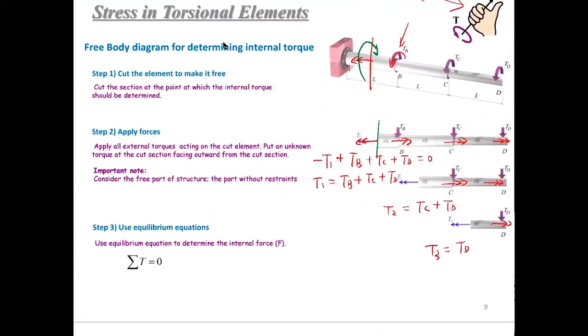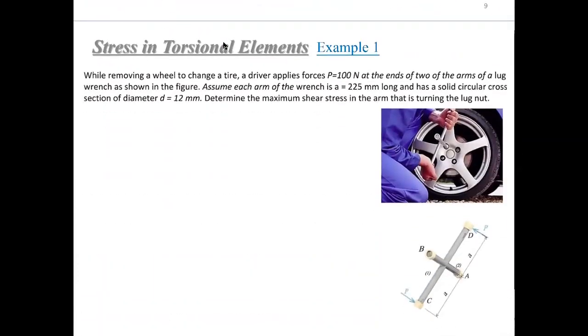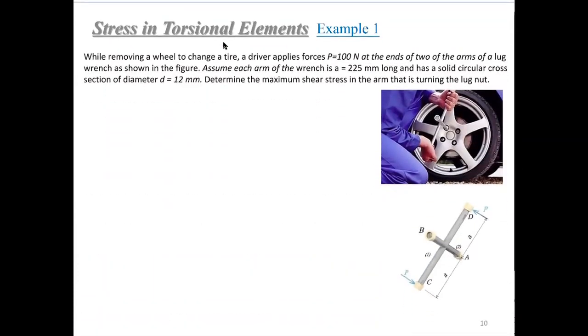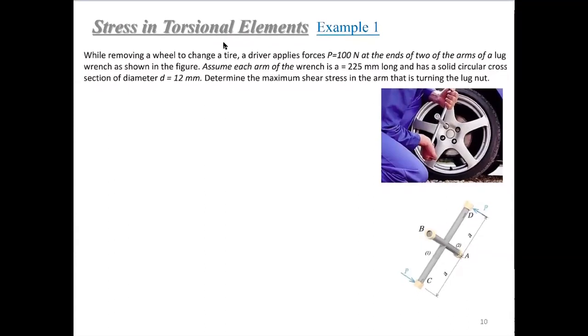Those are all theories. Later, let's go through some examples. The first three examples will be very simple. Let's go through them very quickly. The first one: while removing a wheel to change a tire, a driver applies forces P equals 100 Newton at the end of two of the arms of a lug wrench, as shown in this figure. Assume each arm of the wrench is A equals 225 millimeter and has a solid circular cross section of diameter D equals 12. Determine the maximum shear stress in the arm that is turning the lug nut.